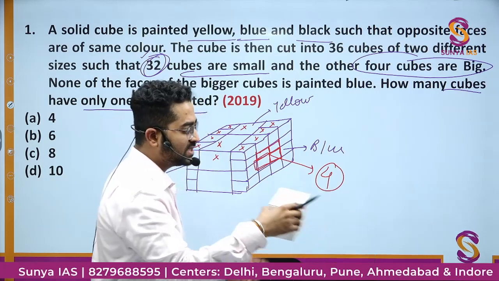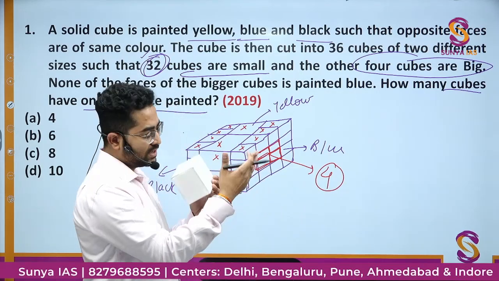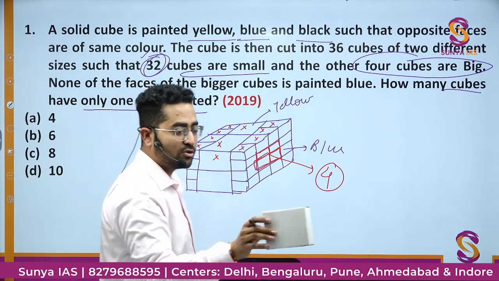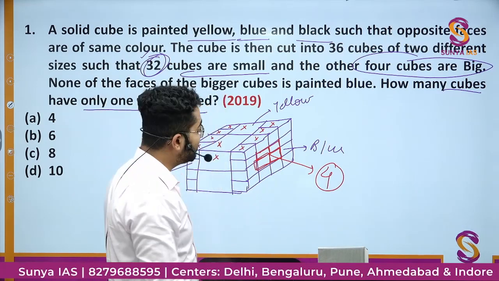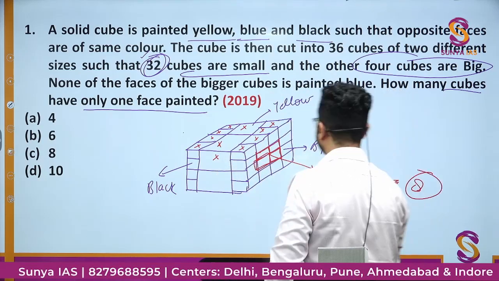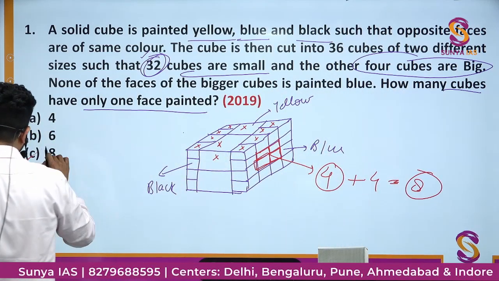And if this is the side with 4 cubes here, then the opposite side will also have 4. So 4 here, 4 here. In total, how many cubes will be there whose only one face is painted? 4 plus 4, that is 8 cubes. So the correct option would be option C, 8 cubes.